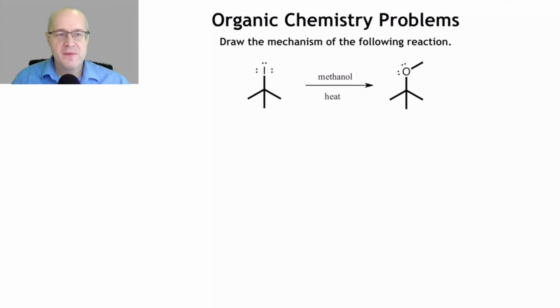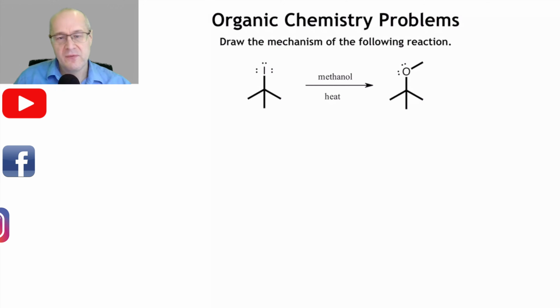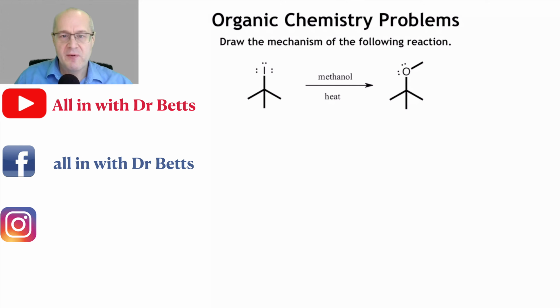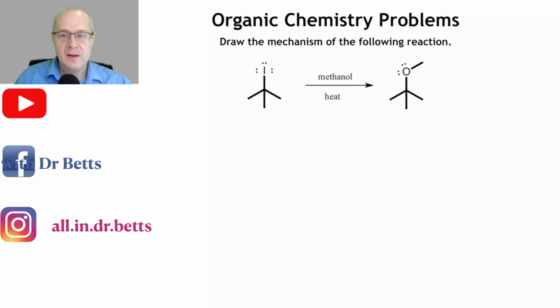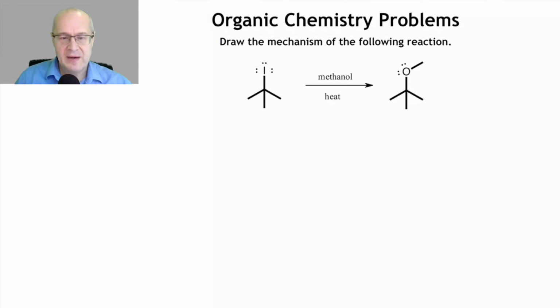Hey guys, welcome back to another fantastic chemistry video, and today we're going to talk about drawing mechanisms of a reaction. Very simple, very easy to do if you practice it enough. Let's get into it. So here we have a reaction where we have a tertiary iodide becoming a tertiary ether in the presence of methanol and heat.